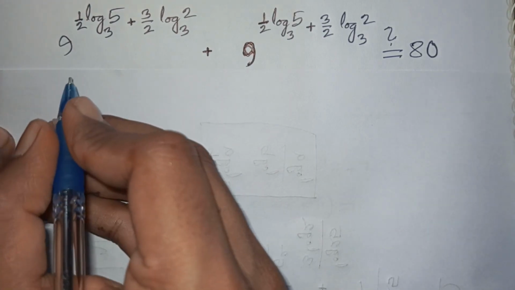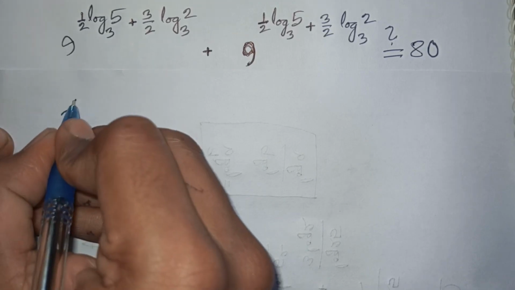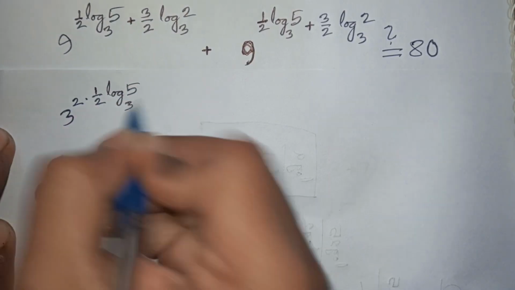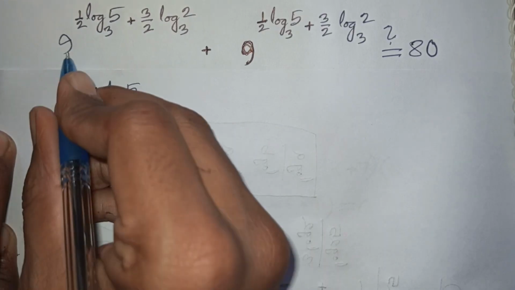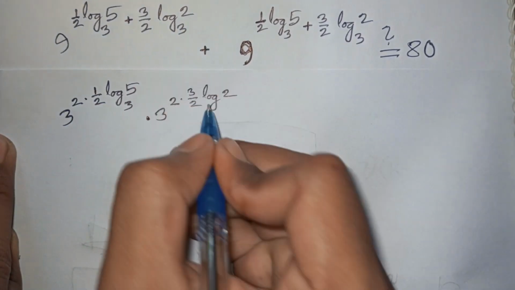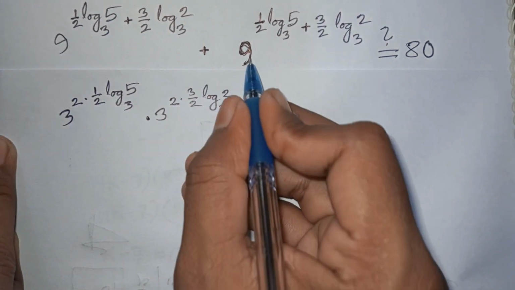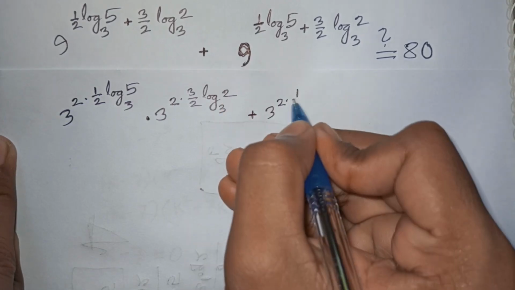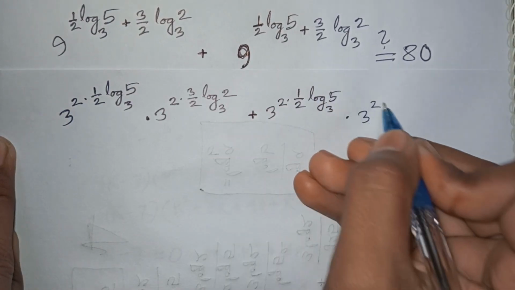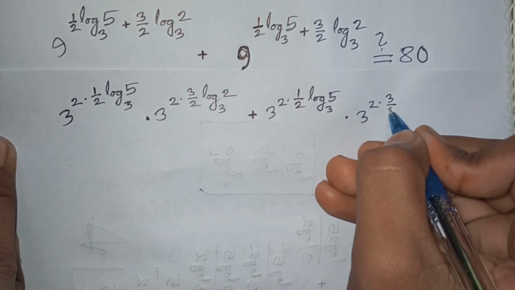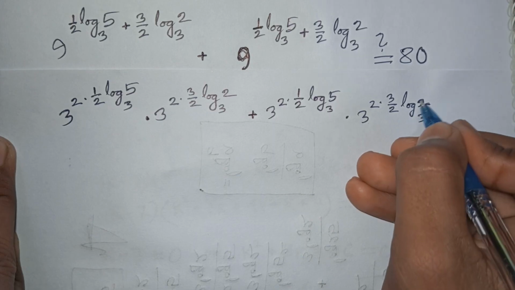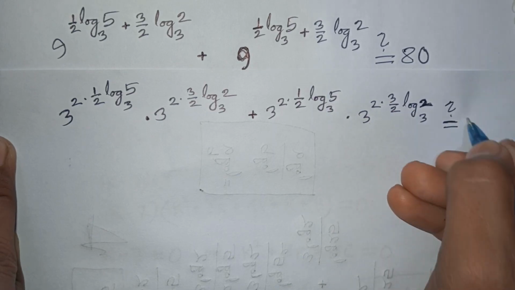Now here we apply the exponential rule. So it can be written as 9 is the same as 3^2, then multiplied by the power of 1 over 2 log 5 base 3, times 9 is the same as 3^2, then multiplied by the power of 3 over 2 log 2 base 3, plus the same expression again. Is it equal to 80?